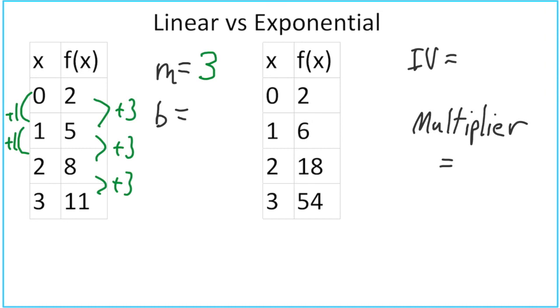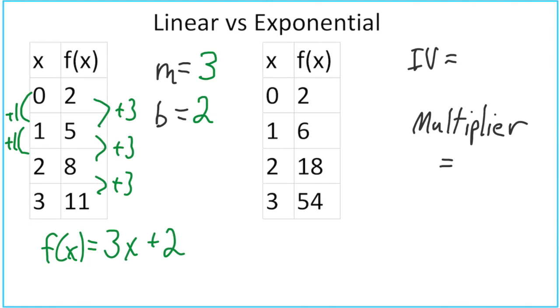All right, our b value is 2. That's whatever f of x is when x is 0. So with m and b, I can go ahead and write my equation. f of x equals 3x plus 2. All right, how about exponential?